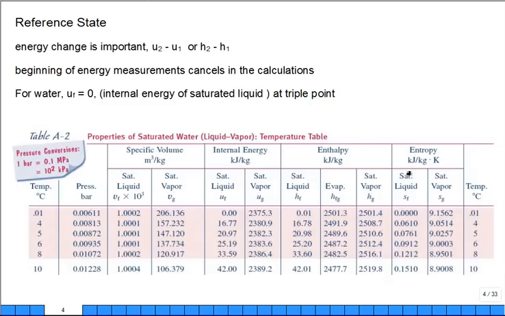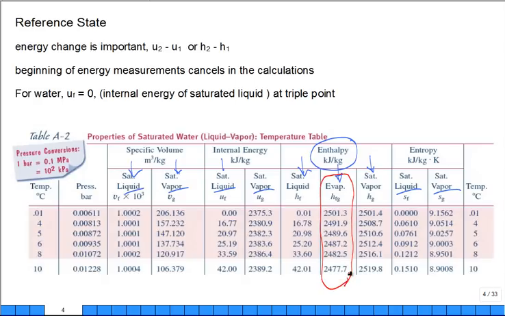Notice that this enthalpy is the only one to have 3 columns. Everybody else, specific volume, 2: saturated liquid, saturated vapor. Internal energy, saturated liquid, saturated vapor. Entropy, saturated liquid, saturated vapor. Only 2 columns. What's that third column?